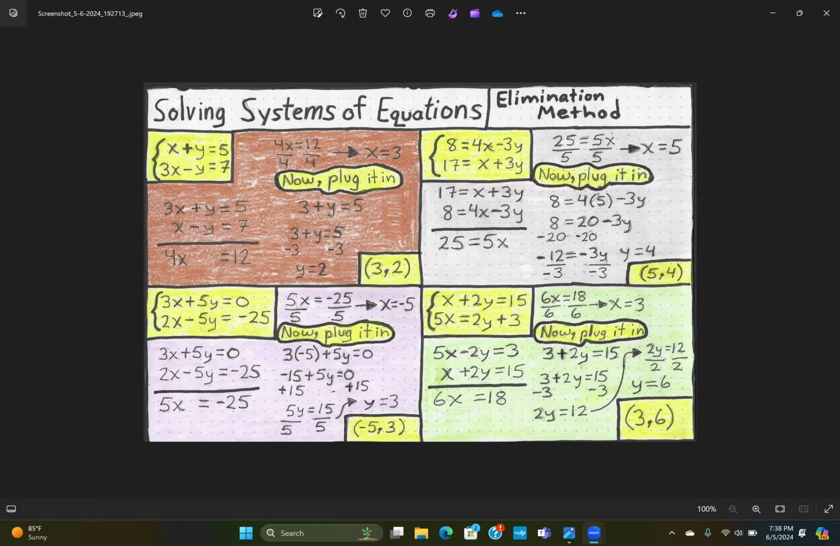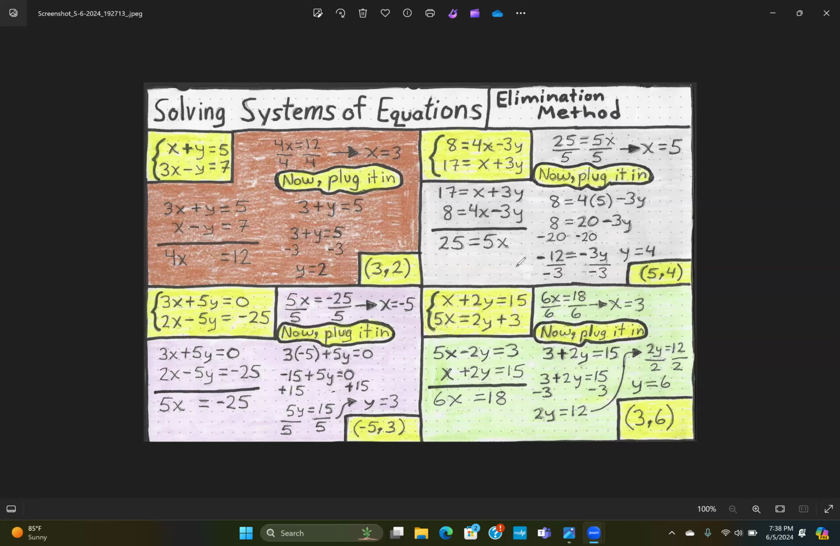We have 8 is equal to 4 times 5, because we're going to replace that x with 5, minus 3y. And so we have 8 is equal to 20 minus 3y. And so to isolate the 3y, the negative 3y, we're going to subtract 20 from both sides. And when we do that, we get a negative 12 is equal to a negative 3y. All right, and so all we have to do is just divide both sides by negative 3.